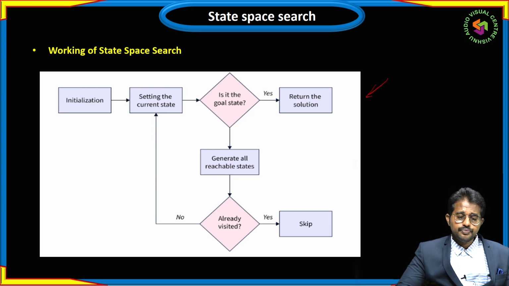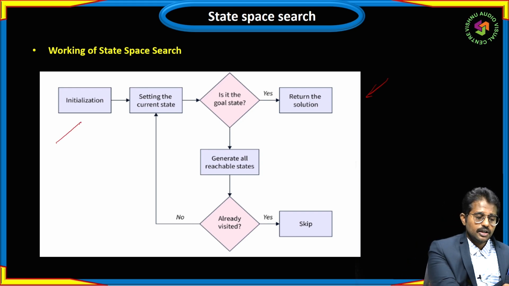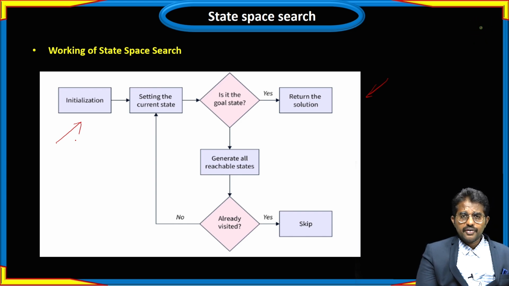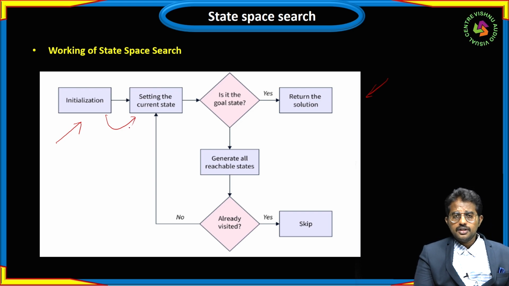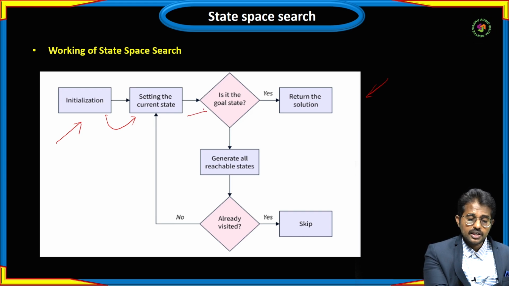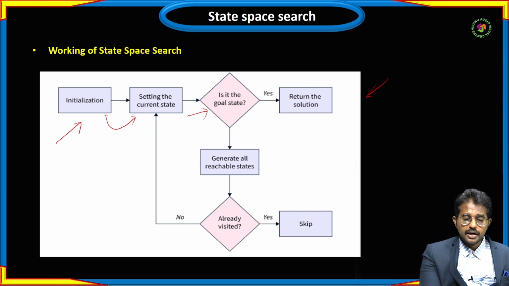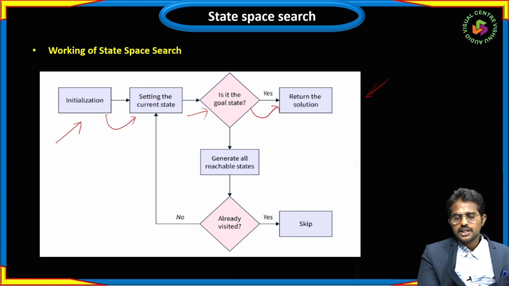All the state space search algorithms follow this working. First the states are initialized, and whatever initial state is present will be set as the current state. Let's say the current state is a queue, and in that queue we now have only one state, the initial state. First we check whether that initial state is a goal state. If it is, then our search was successful and we return the solution.